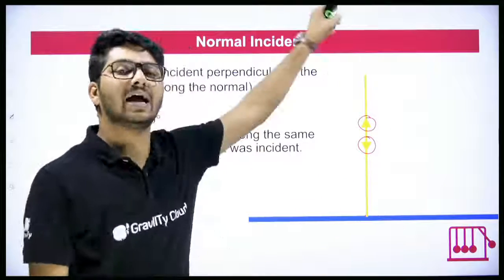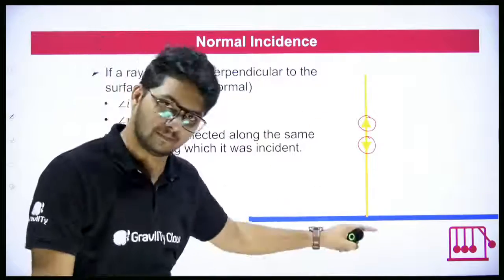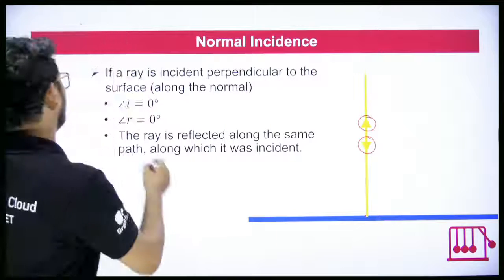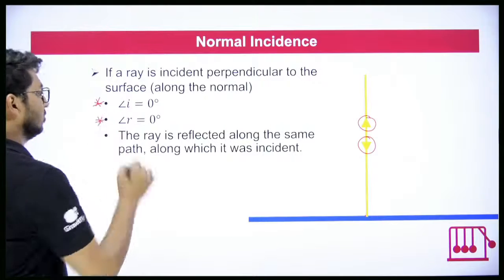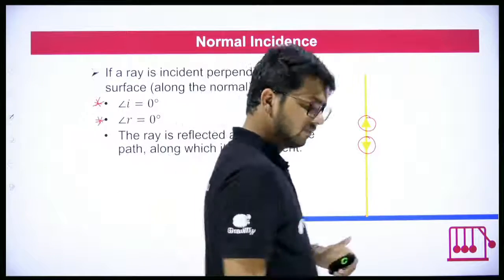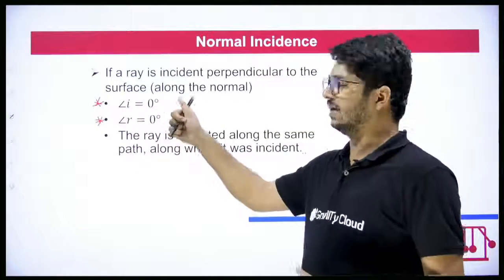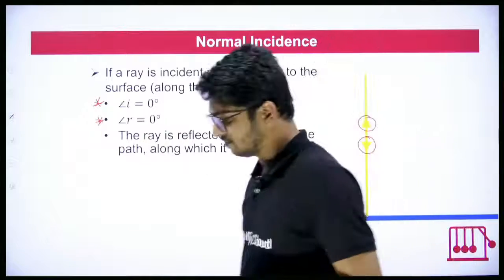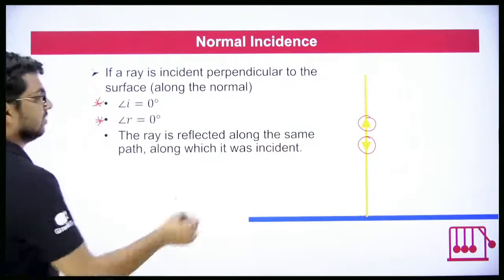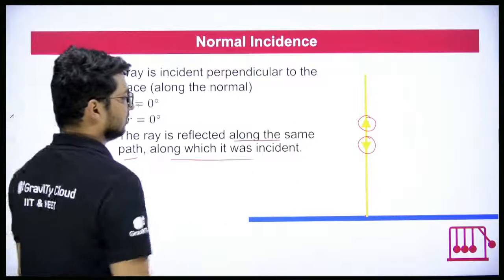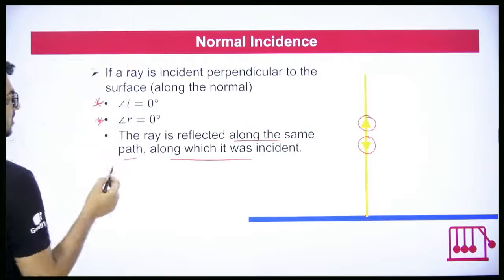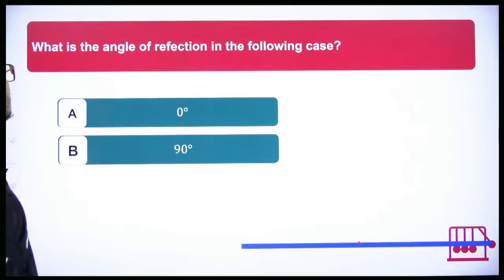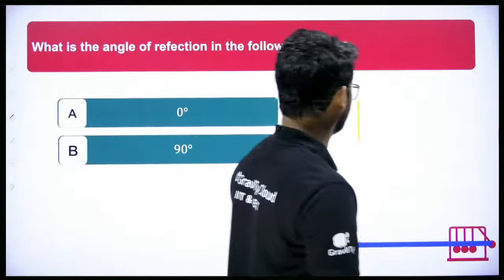The light will go back along the same path in which it has come. It will follow the same path back. And I is equal to 0 degrees and R is equal to 0 degrees. Do not forget this point. Many people tend to get confused here. I is equal to 0 degrees. Do not forget that. Okay. So you can see the ray is reflected along the same path along which it was incident, along which it has come. Got it? Good.